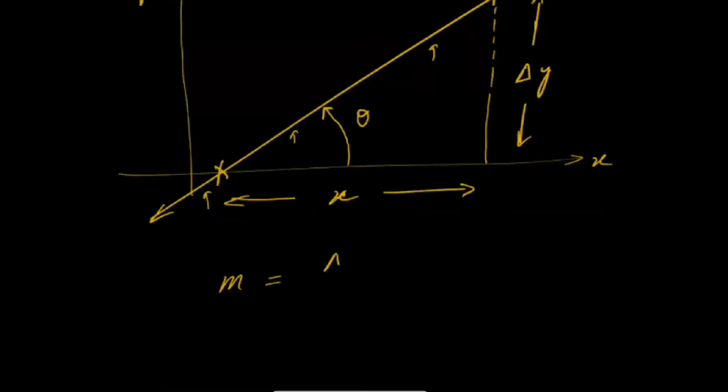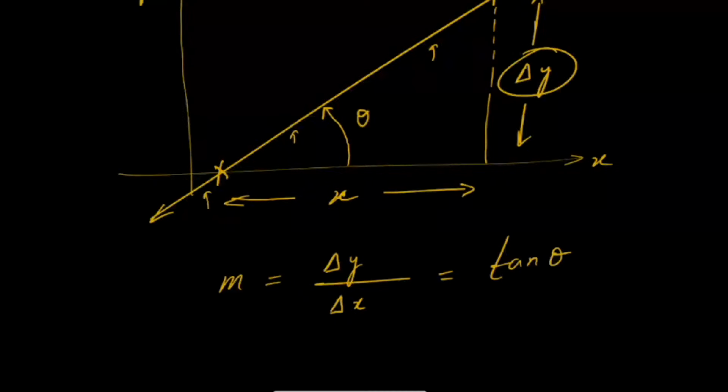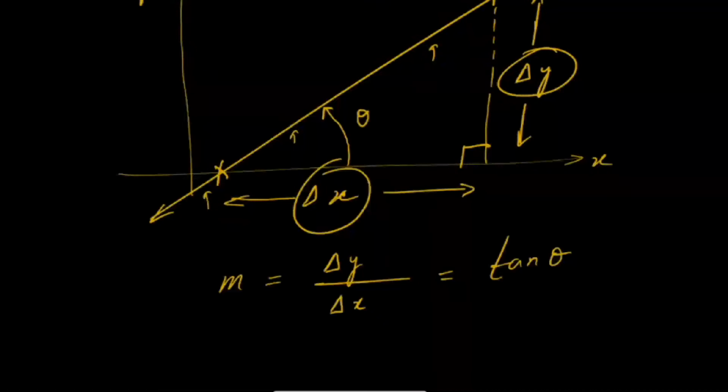Your slope was m, which was equal to change in value of y by change in value of x, which is also equal to tan theta. Why? Because delta y is the opposite side and delta x is the adjacent side. So it is also equal to tan theta, because in any right angle triangle, the ratio of opposite side to adjacent side is defined as tan theta. The opposite side to theta is delta y here, and the adjacent side is delta x.